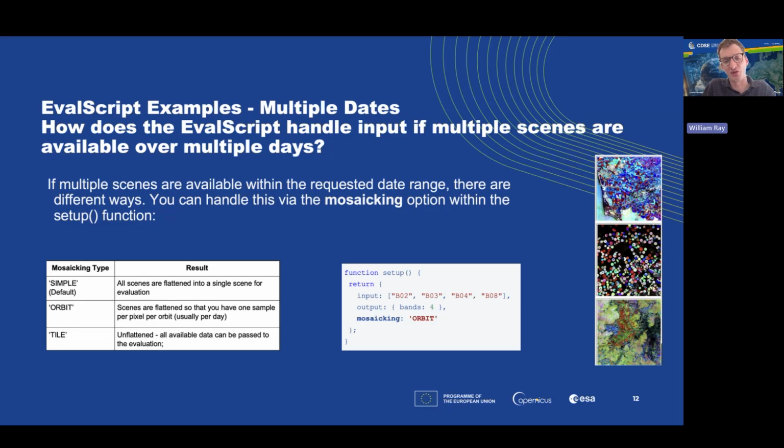There is much more detail about these different mosaicing types within the CDSE documentation, so I would encourage you to go and read that and find out a little bit more about what's going on. But what's most important today is that to define these different mosaicing types, you can just add mosaicing, colon, and then which one you're using, so orbit, simple, or tile, within your setup function.